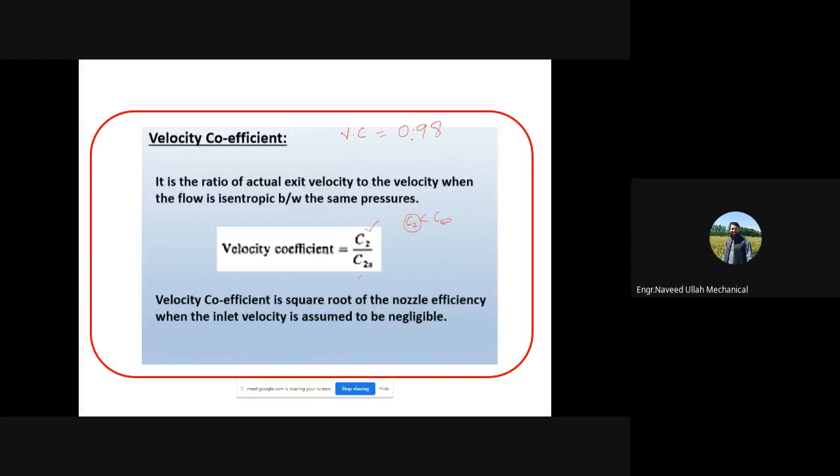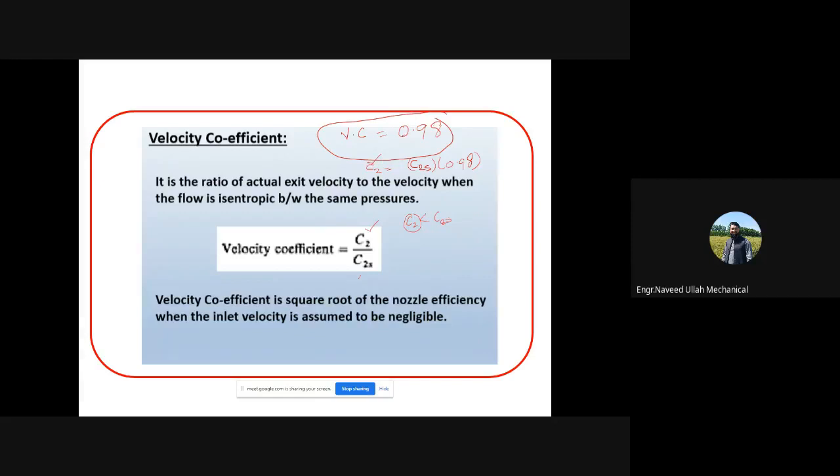आगे शायद example वगैरह में discuss किया भी है. This velocity coefficient is your 0.98, and by considering the isentropic process, basically previously hum discuss kiya tha na, ki we have actually the value of C2, okay, that is not C2, that is basically your C2S, okay. So if you want to find out C2, jo actual hai, you need to multiply this C2S with 0.98. It will give you the precise value of this C2, right?